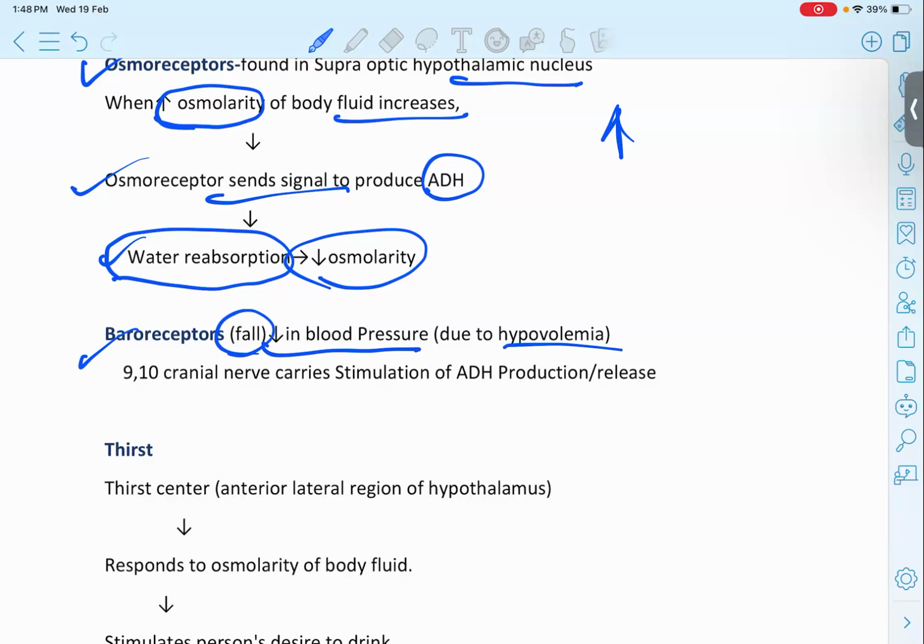So what would happen? The baroreceptor impulses will be carried through the 9th and 10th cranial nerves, and they will carry the stimulation for ADH production and release. And once ADH is produced, there is water reabsorption. And if we are reabsorbing a lot of water, then blood pressure will increase.